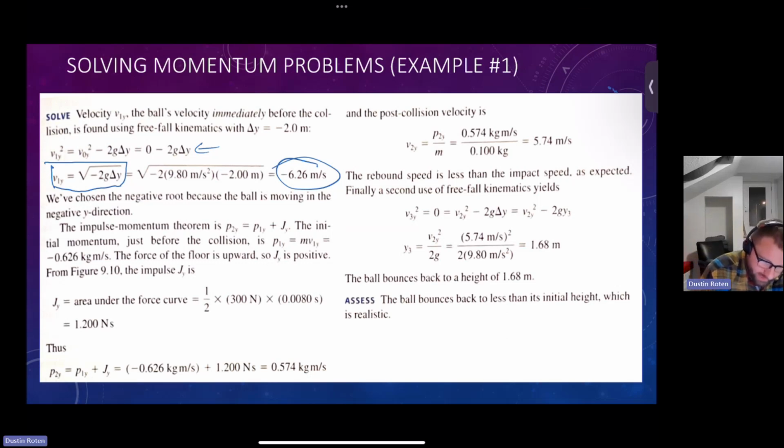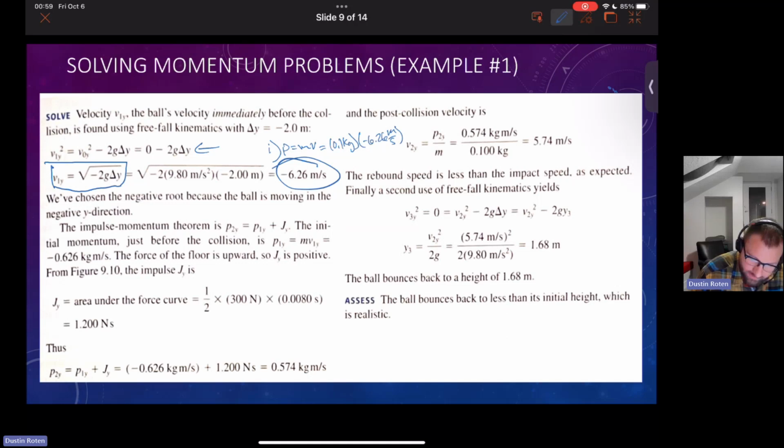So we could actually go ahead and write, this is our initial. This would be, let's see, 0.1 kilograms times velocity negative 6.26 meters per second. And you'll notice that our units do work. We have kilograms, meters per second, so that's looking good. We can calculate that later as needed. Now we got our initial momentum here.